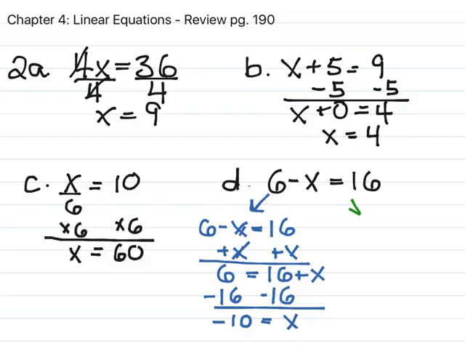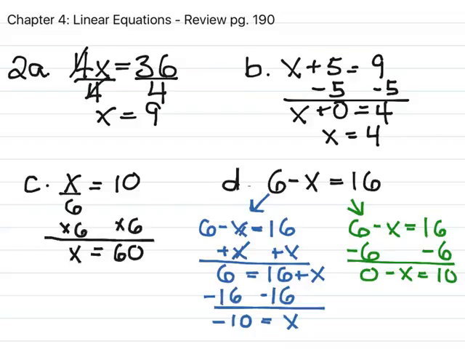You could also do it as though you have 6 minus x is 16. Subtract 6 from both sides. So these guys will give you 0. Minus x would equal 10. So you have a negative x now. So you could divide by negative 1. And you would get the same answer. So either way works.